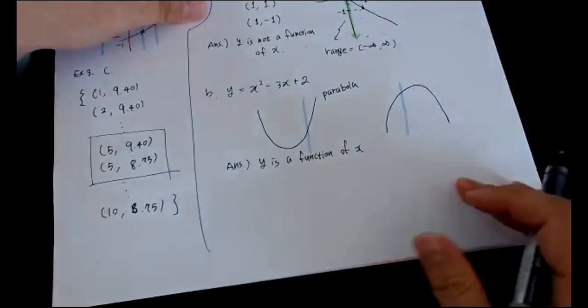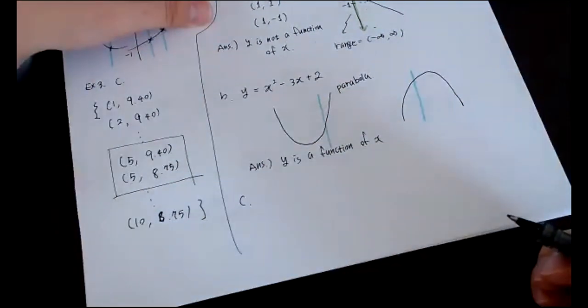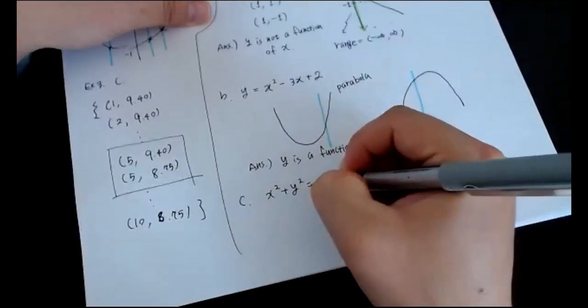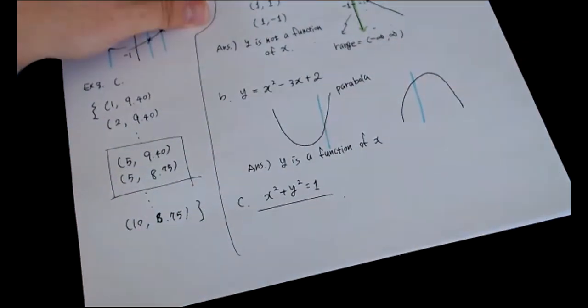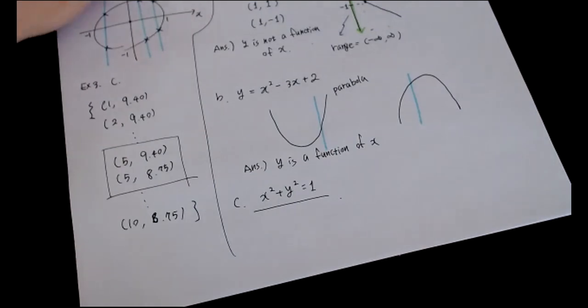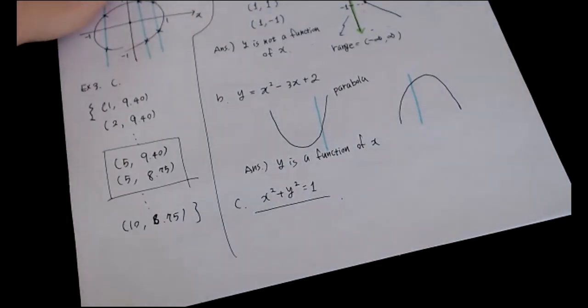Okay. And then C, x squared plus y squared equals 1. Yeah, let me skip it. We saw that, right? We figured out the answer for this. What is the answer? No. Every single circle is not a function of x.